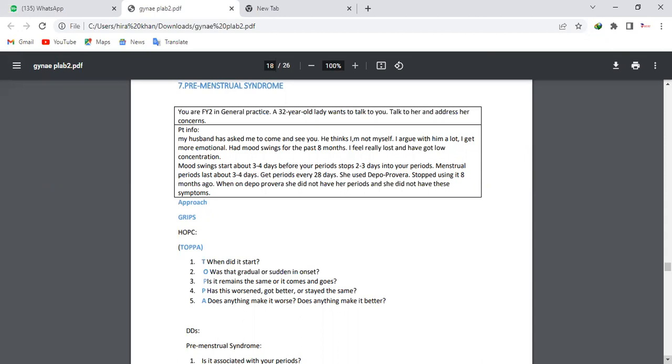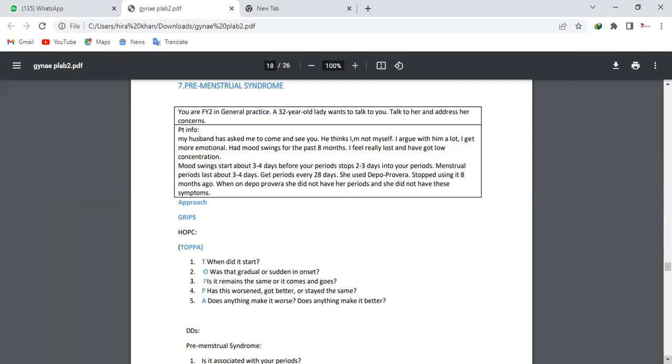What will she say? She will start with, well, doctor, my husband says that I'm not myself. Then say, first of all, I'm really sorry to hear that. Please tell me, why do you think your husband thinks that? Then ask about her mood. She will say, well, he says that I'm irritable.